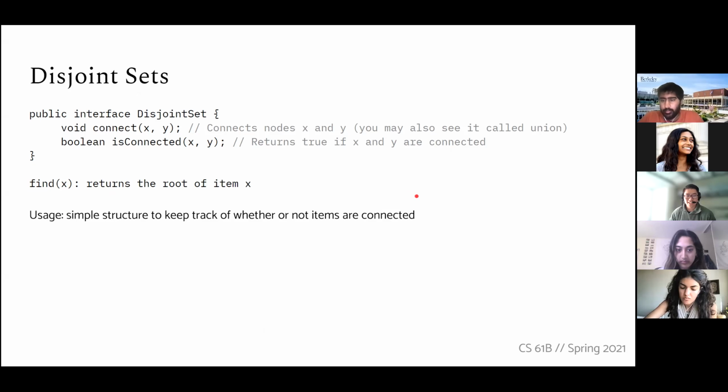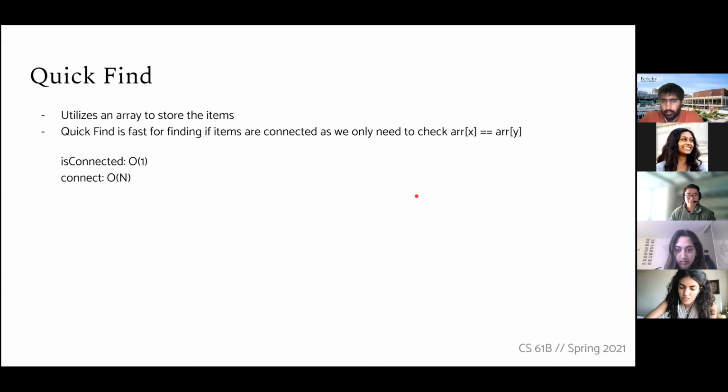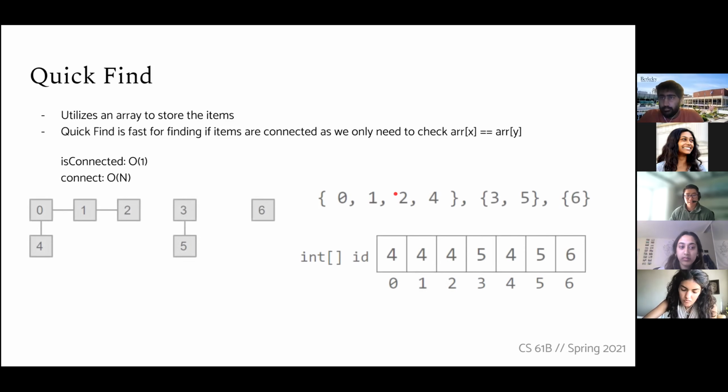So let's take a quick dive into the different implementations from the lecture. We have our quick find. The underlying structure used to implement quick find is an array. As the name implies, quick find is great for finding items quickly because we only need to check if the values within each array are equal. This has a constant runtime for isConnected and a linear runtime for connect. So let's take a quick look at the diagram.